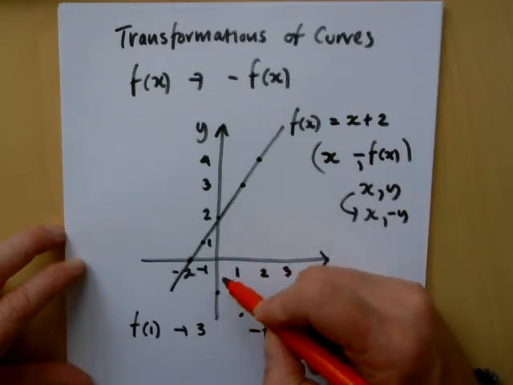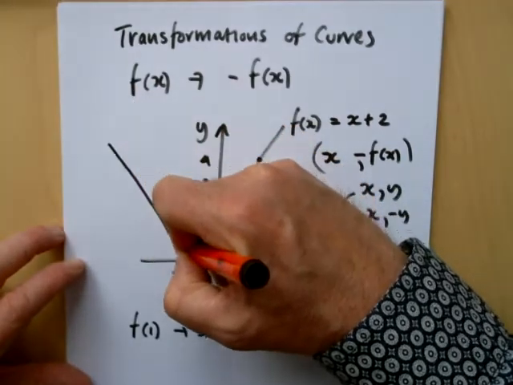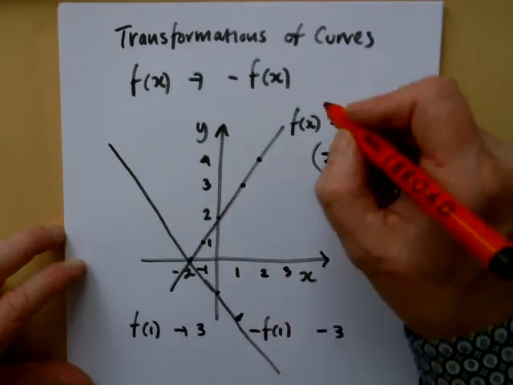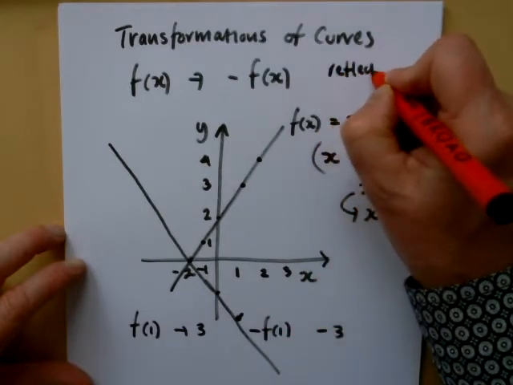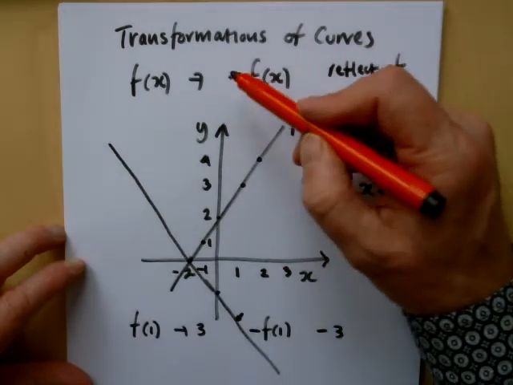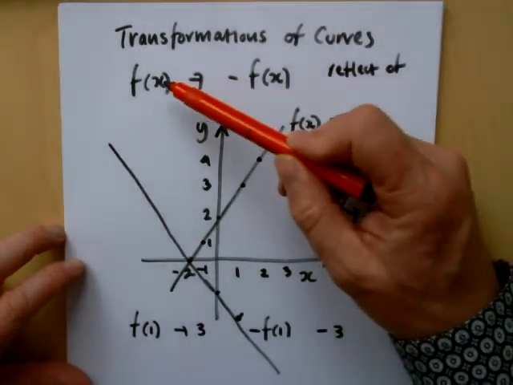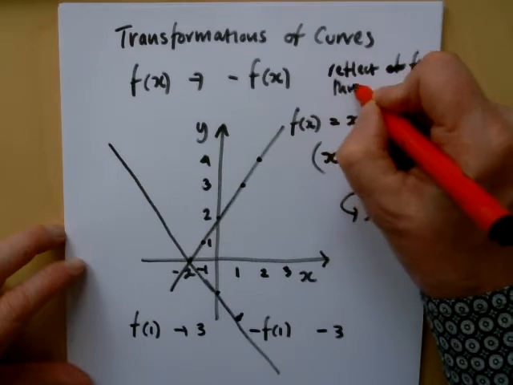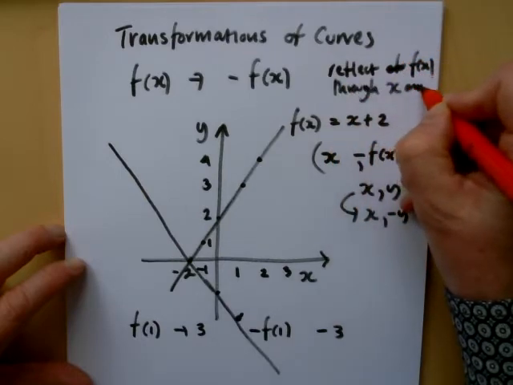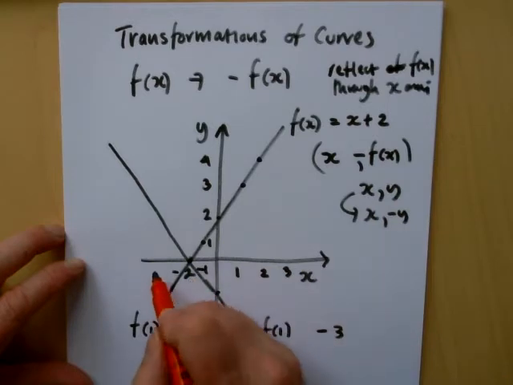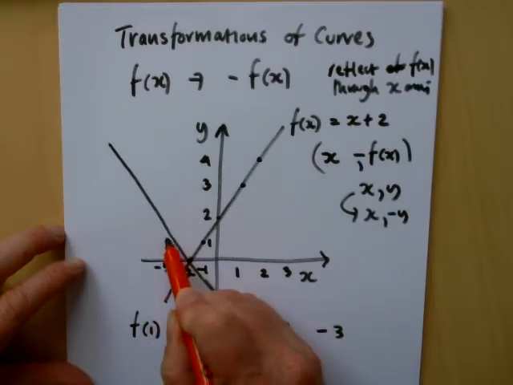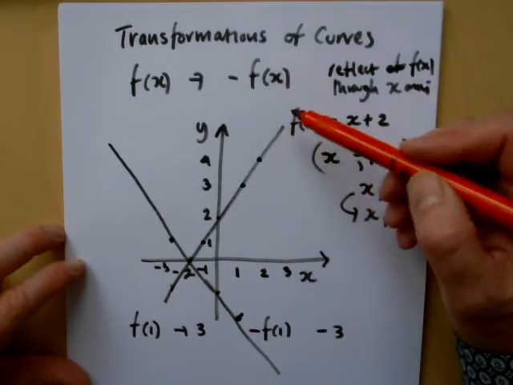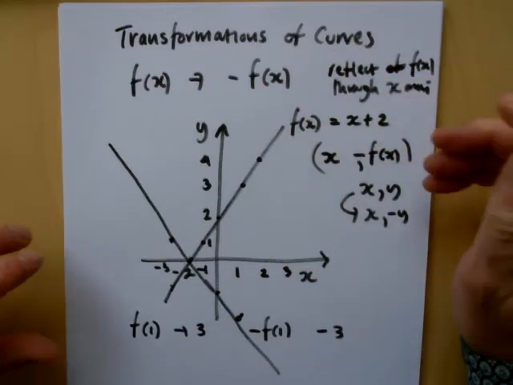So the effect of this is to reflect through the x-axis. So if you're asked to do a transformation, f of x maps to minus f of x, then you reflect f of x through the x-axis. And you can see that's what's occurred here. So, for example, minus 3, 1 would become minus 3, minus 1. So the y coordinates change under this transformation, which amounts to a reflection through the x-axis.